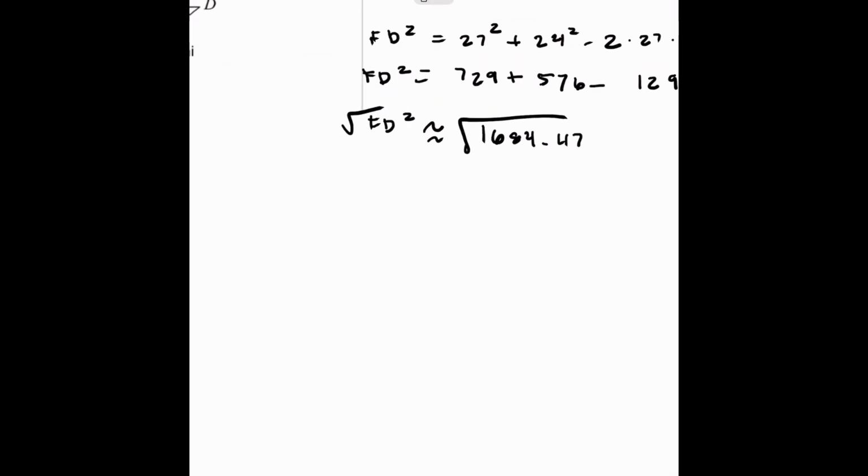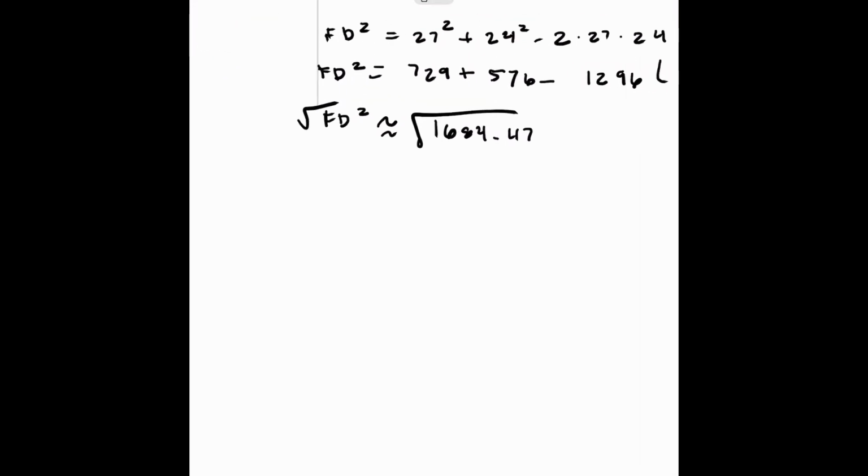Obviously I'm not that quick at calculating this in my head, so I did these calculations off to the side to save some time. So this would simplify into fd squared, which is approximately 1,684.47. And then we're going to take the square root of both sides because fd here is squared, and we want to get fd by itself. So this would be fd equals 41.04.